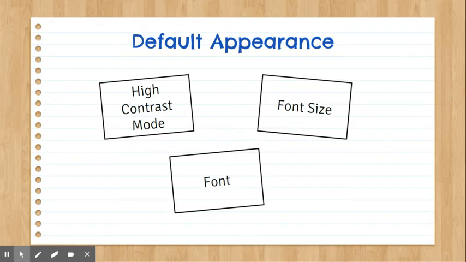First, let's talk about default appearance. This is the appearance of the Chromebook when you turn it on every single time. You can set it up so that the color and the font and the font size will always be the same and be the best fit for a student.